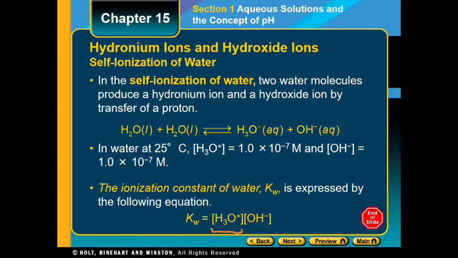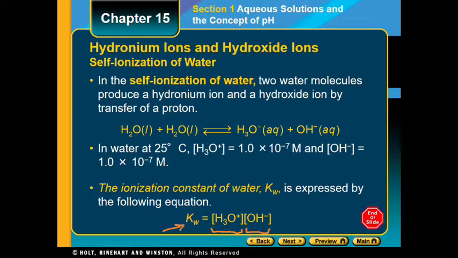The brackets that you see around both of these are saying the concentration of, so we're dealing with molarity. The concentration of the hydronium and hydroxide ion multiplied together gives you Kw. Kw is the ionization constant for water.